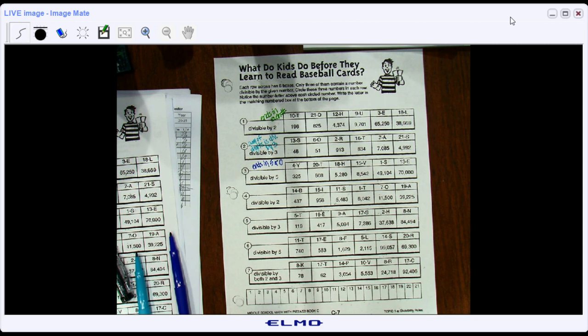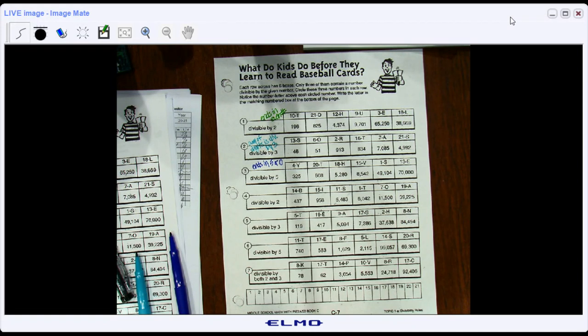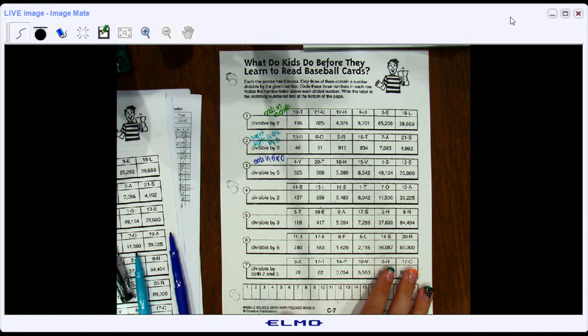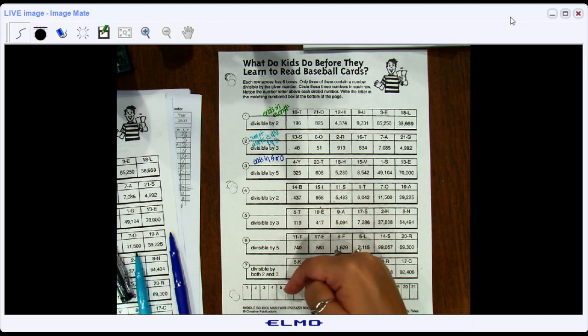Hello, my little mathematicians. Today, I'm going to help you get started on the C-7 worksheet, the one that looks like this. It is to help you review your divisibility rules. I'm going to help you get started on the first three, and then you know how to do the rest.